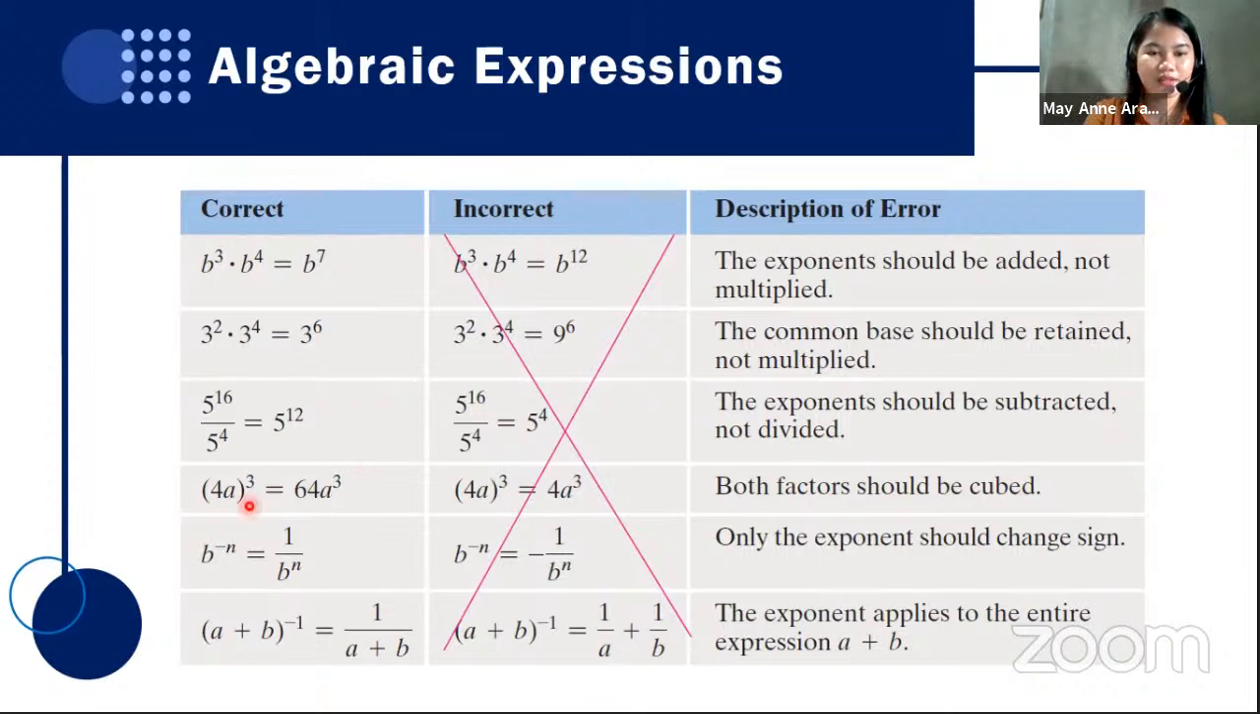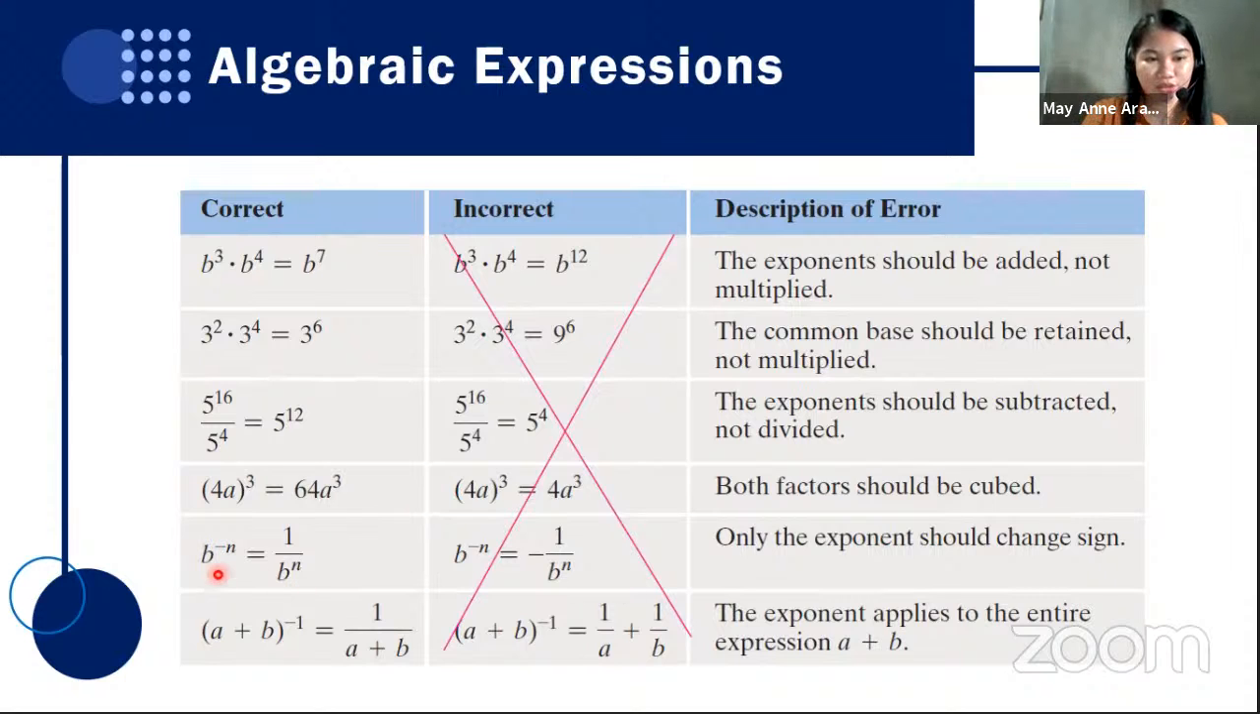Another common mistake is that the exponent is applied only to the variable. The factor should be cubed. Both factors should be cubed. We distribute the exponent 3 to both. So we have 4 cubed times a cubed, which is equal to 64a cubed.